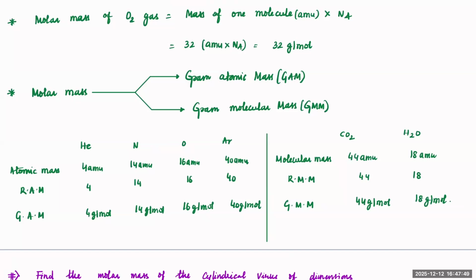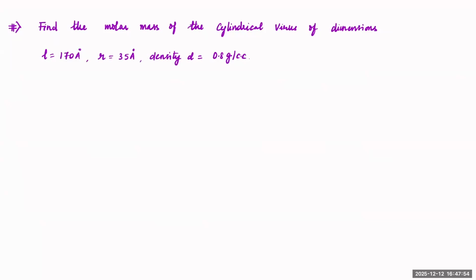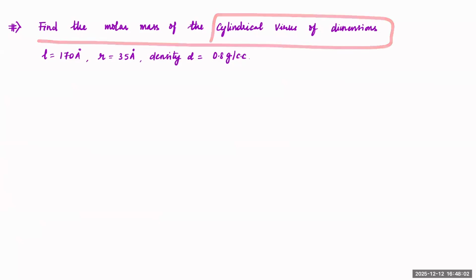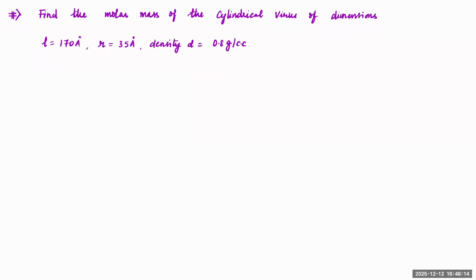Yes. Right. Now let's look into this simple question that could be asked. This was a previous year question which was asked like this. Find the molar mass of a cylindrical virus of dimensions, length, radius, and density are given. So let's do it together, beta.